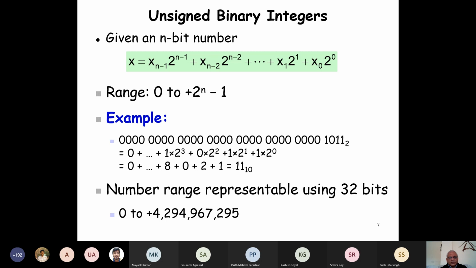An unsigned binary integer is stored in this way. It's a positional number system where each position of the bit defines the value of that number, and the range is 0 to 2 to the power n minus 1. And to convert, I am sure all of you will be able to do it. 11 is represented in this 32-bit string. And using 32 bits, the numbers representable are between 0 and this unsigned binary integer.